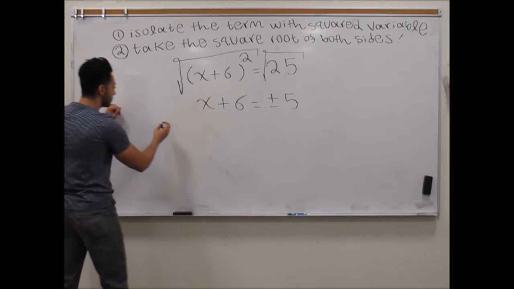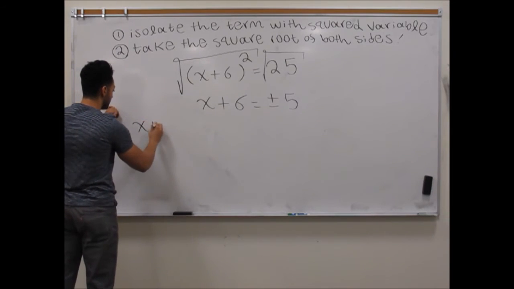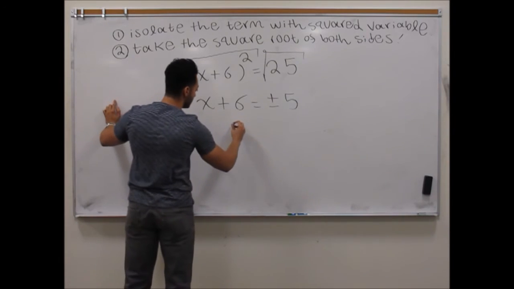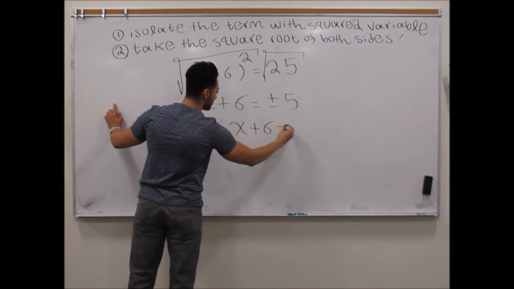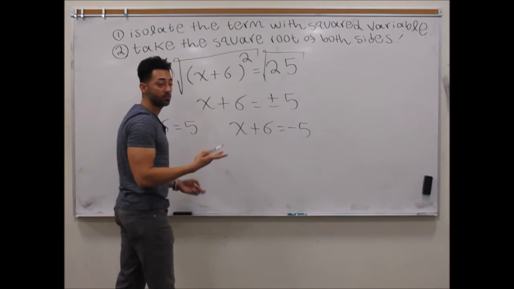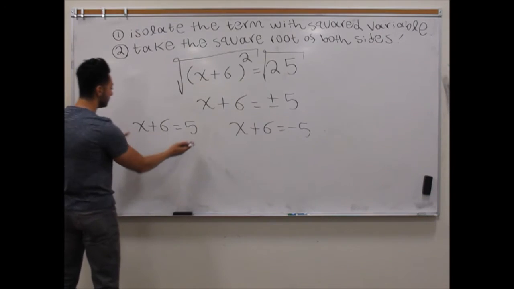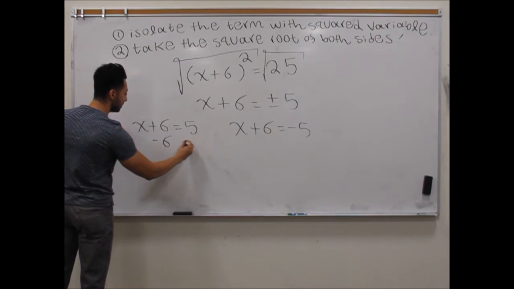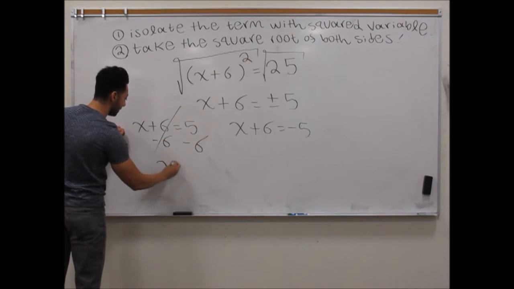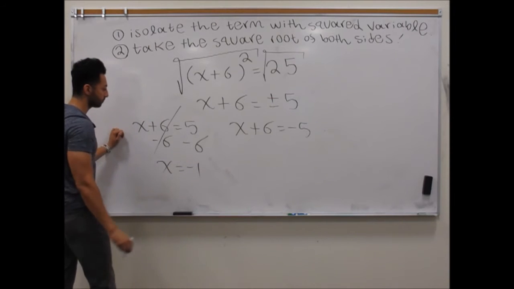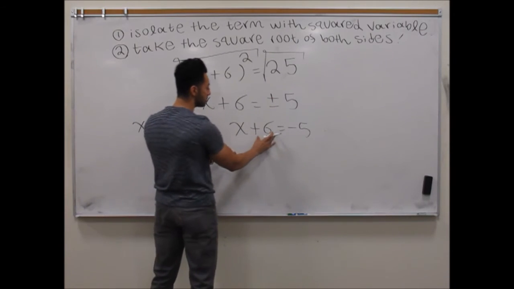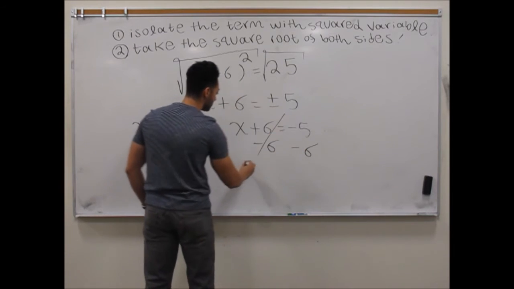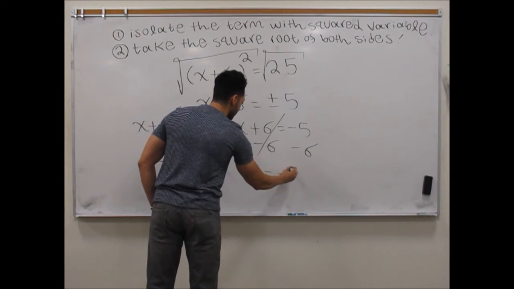So from here, personally, I would just like to go like this. x plus 6 is equal to 5, and x plus 6 is equal to negative 5, because we're going to have 2 solutions, right? So from here, to isolate x, we just need to subtract 6 on both sides. So we cancel and we get x is equal to negative 1. Moving on over here, we'd also subtract 6 to isolate x. These would cancel and we would get x is equal to negative 11.